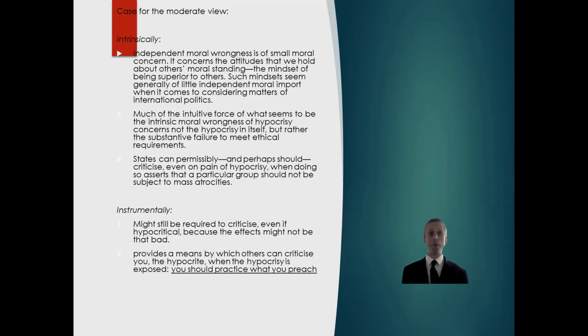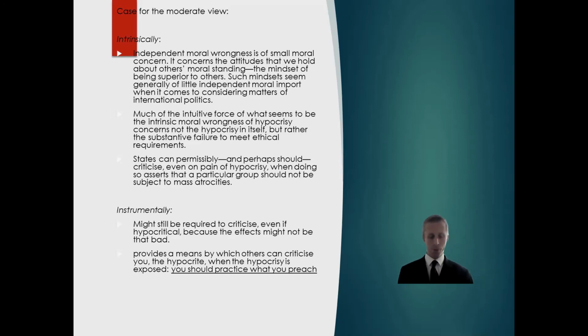Let's now turn to the instrumental claims. On the moderate view, you might still be required to criticize, even if hypocritical, because the effects might not be that bad. In fact, criticism, even if you're hypocritical, might still help. Why is this? Well, hypocritical criticism provides a means by which others can criticize you, the hypocrite, when the hypocrisy is exposed. In short, you should practice what you preach.